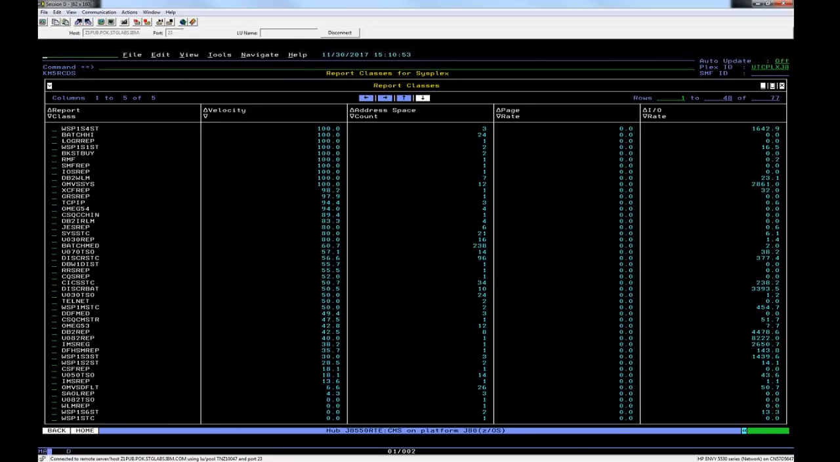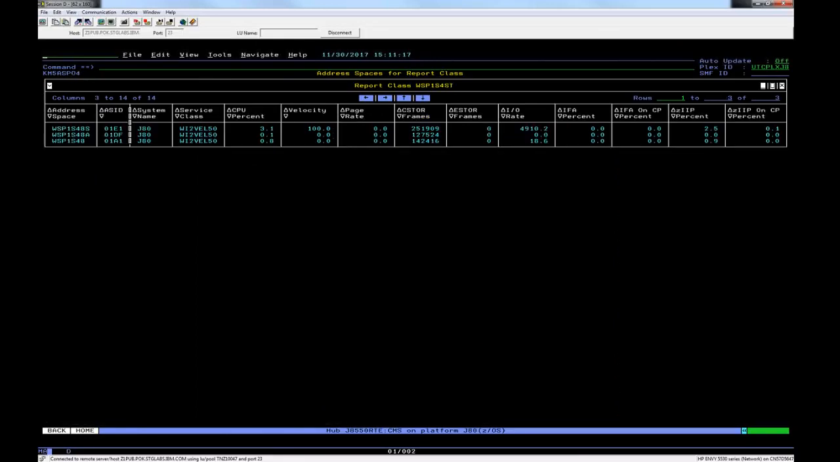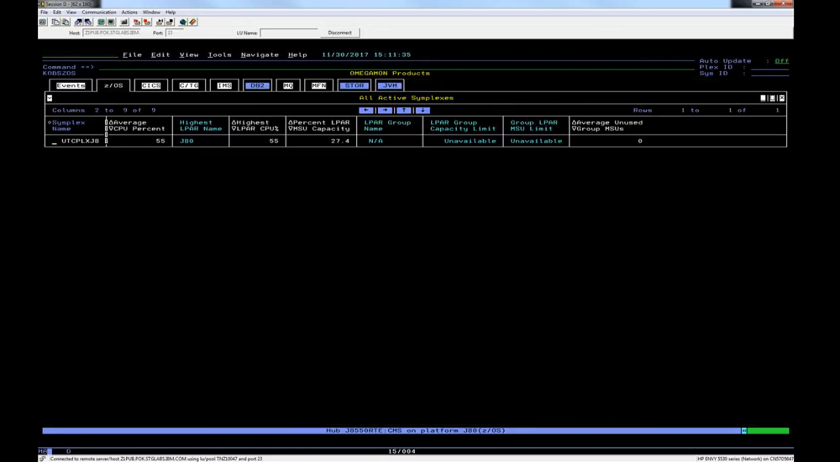Just basic information: the velocity, the kind of address spaces running in the report class, page rate, I/O rate, useful information. And we can select for the entire Sysplex all of the address spaces that are running in that report class across the Sysplex, with various metrics here: storage, CPU, everything you might expect at the address space level. That would show you address spaces across the entire system. So if I now back out, we covered report classes.